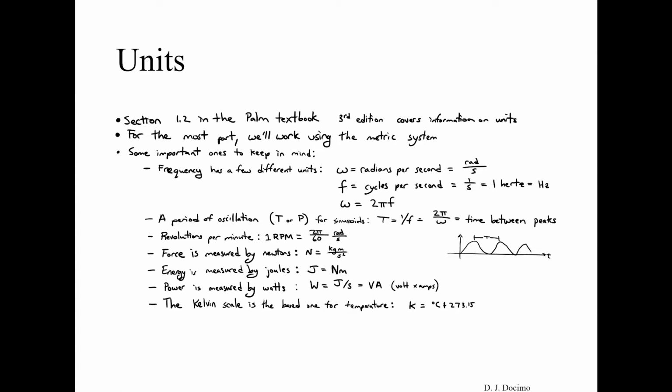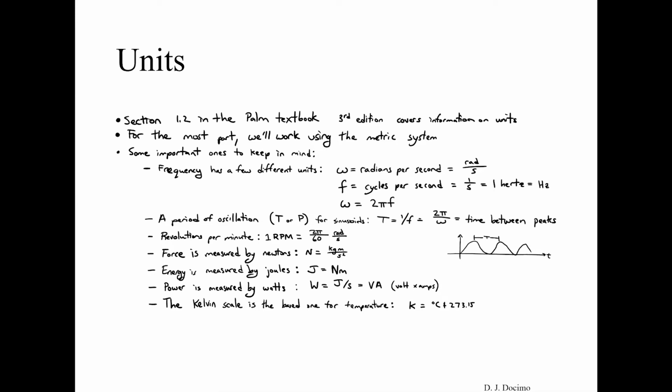One of the most confusing things for some people is frequency. Just keep in mind that frequency has a few different units or representations. Omega traditionally means radians per second, which is radians over seconds. f traditionally represents cycles per second, or 1 over s, which is 1 hertz. And omega relates to f by 2 pi. So omega is equal to 2 pi times f.